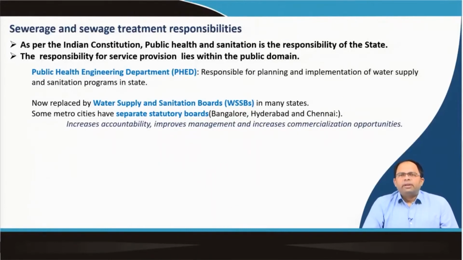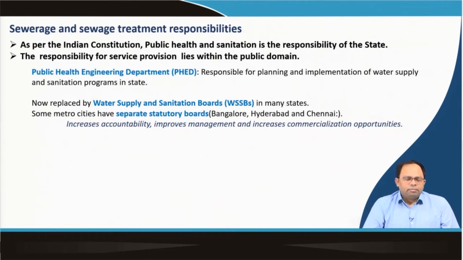So, now that we have talked about the basic issues of sanitation in India, which need to be dealt with, let us look into who is responsible for sewerage and sewage treatment in the Indian context. As per the Indian Constitution, public health and sanitation is the responsibility of the state, that is the state governments, and this entire responsibility of service provision lies within the public domain. That means government should provide these kinds of services, and this is actually provided through the Public Health Engineering Department, and they are responsible for both planning and implementation of water supply and sanitation programs in the state.